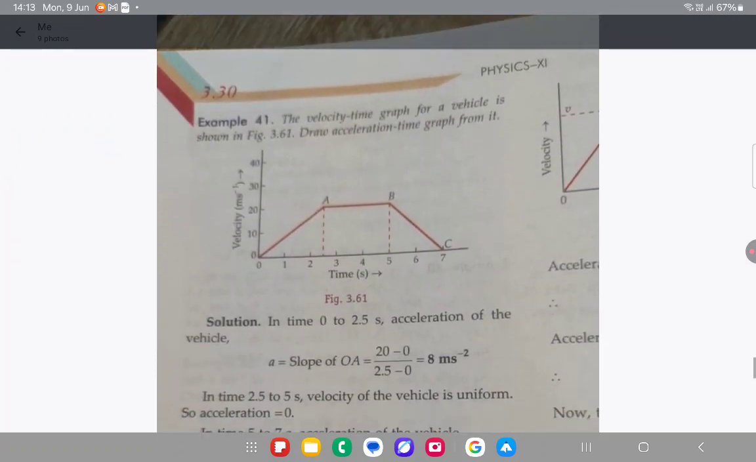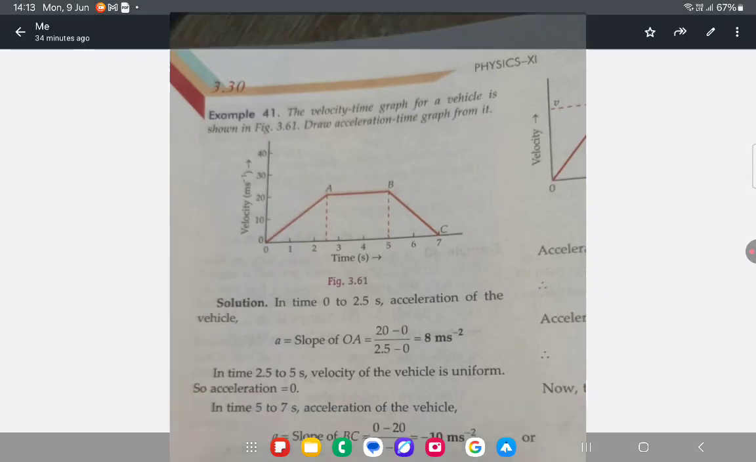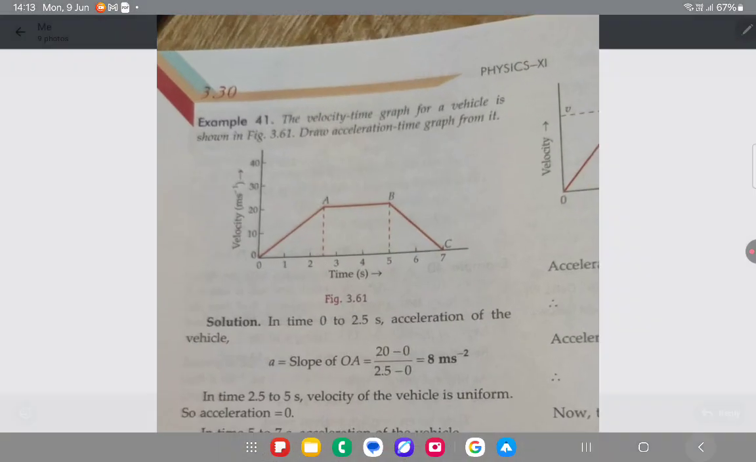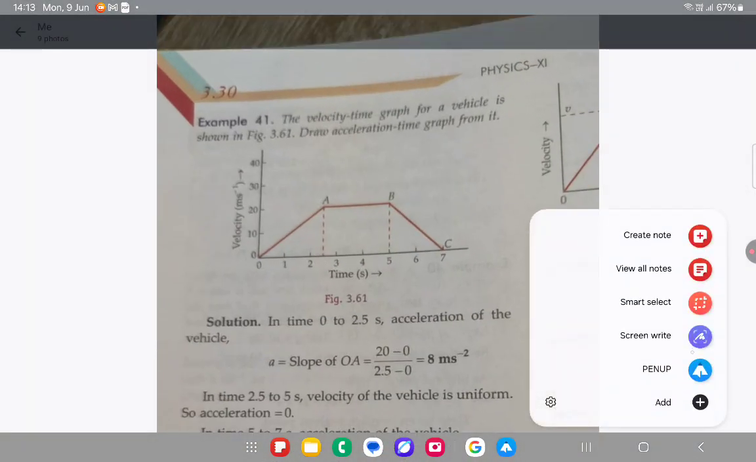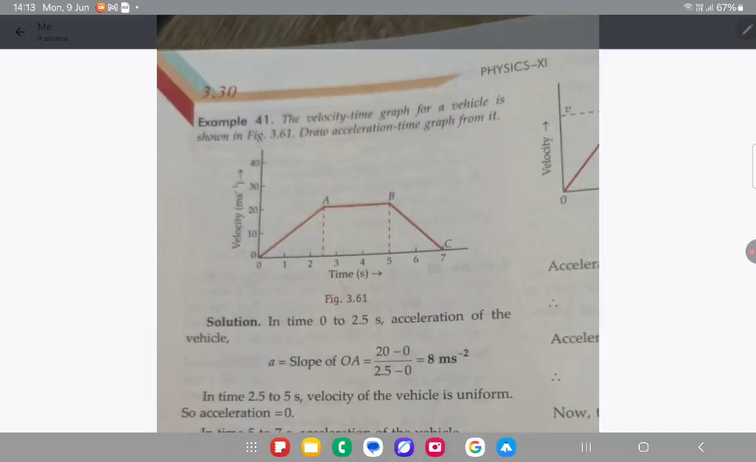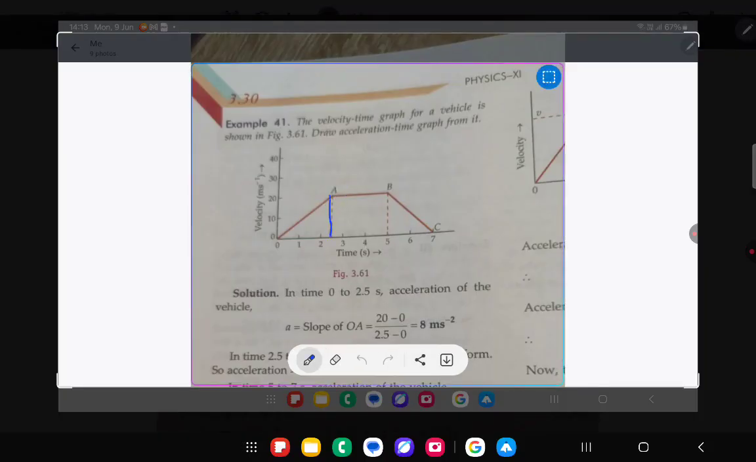The velocity time graph of this is given. Draw the acceleration time graph. They've already given the velocity time graph, and we need the acceleration time graph. You know, slope of velocity time graph is acceleration. And as you can see from here, acceleration is opposite by adjacent, which is 20 by 2.5. And this is 200 by 25, which is 8.